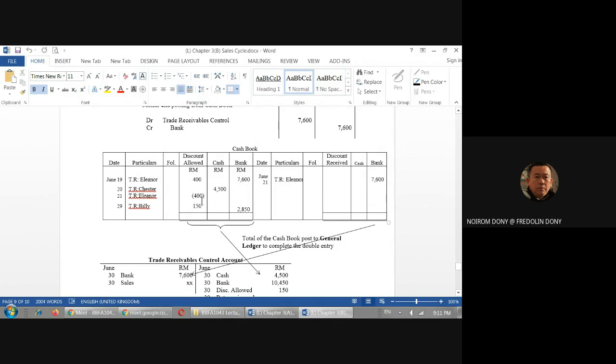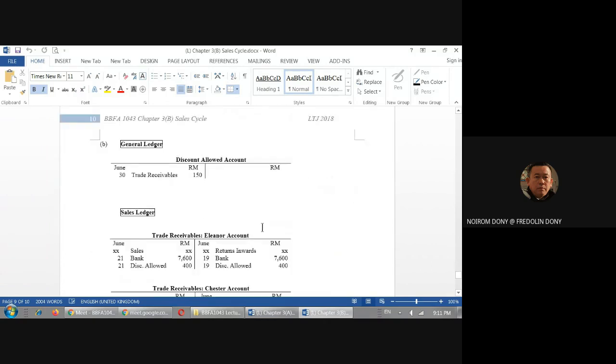And the reversal, okay? So meaning in trade receivable L&O, you reverse. Because you have credited the 7,600, now you have to debit the trade receivable L&O, coming from the bank column, so you put the particular as bank. And the discount allowed, also on the debit side of trade receivable L&O, reverse it and put 400, coming from the discount allowed column, so you write down the particular as discount allowed. So that is what we do.